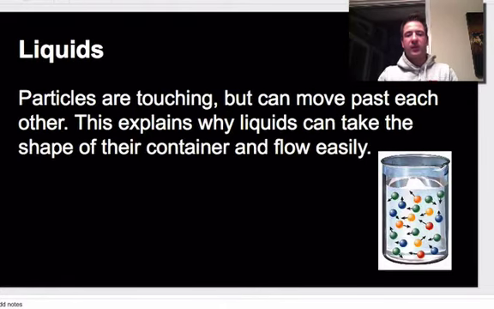Now, moving on to liquids. Liquids, the particles are touching, but they can move past one another. So that's why liquids can flow. Okay, so they move past. And what they do is, like I just said, if I poured water into a bowl or into a glass, it's going to fall to the bottom based on gravity, but it's going to take the shape of the container.